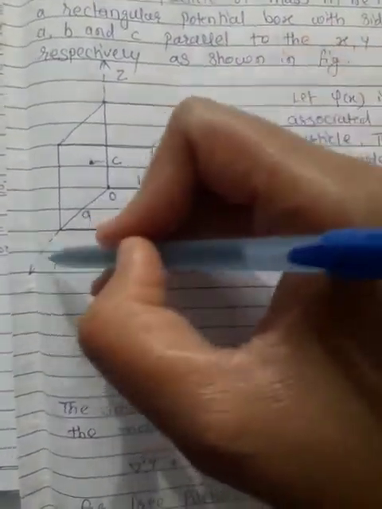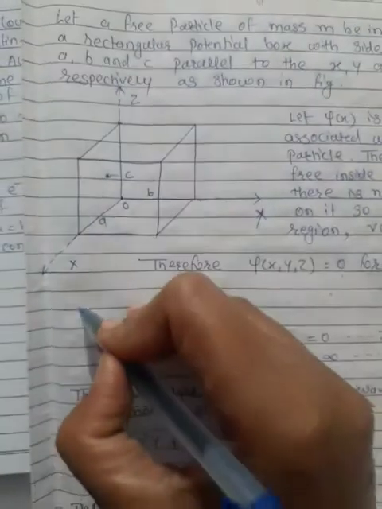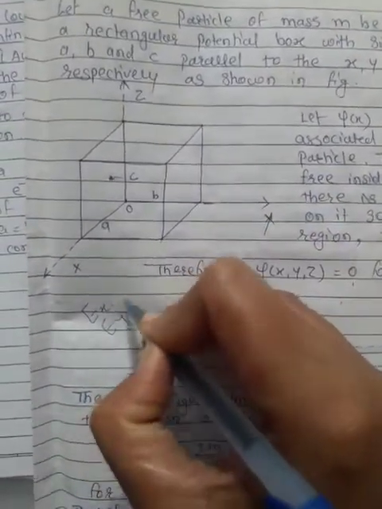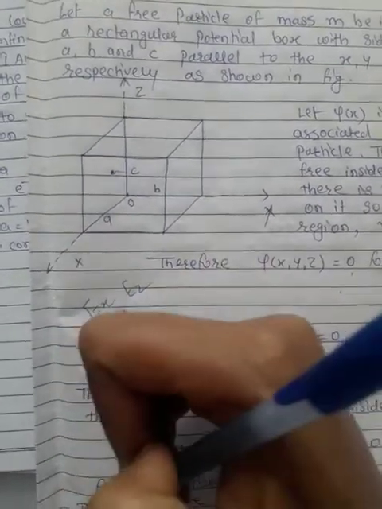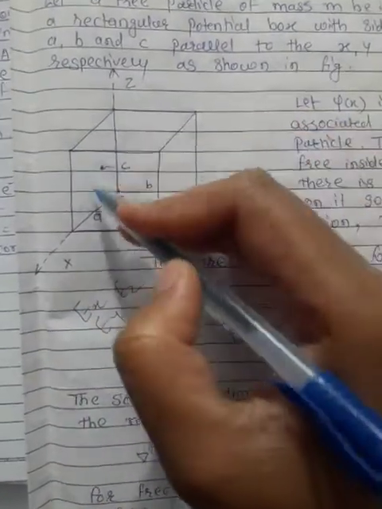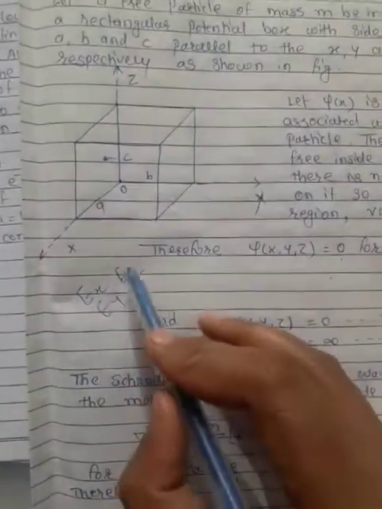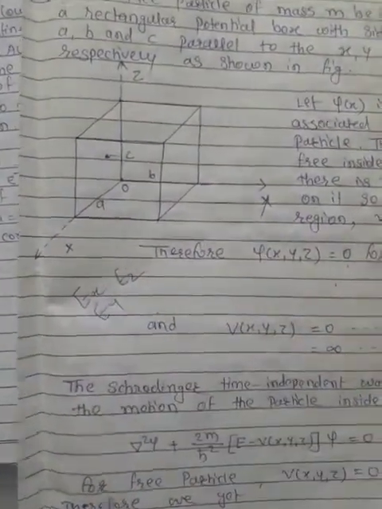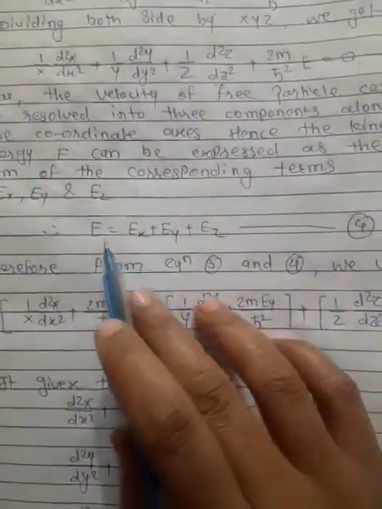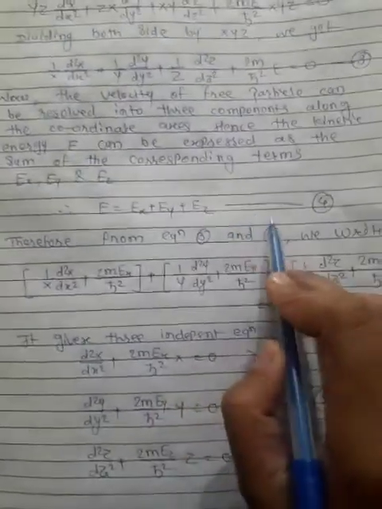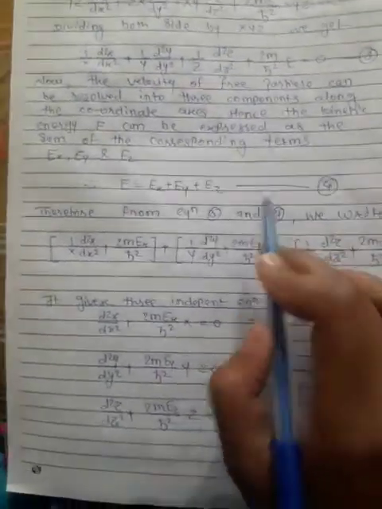Along the x-axis the kinetic energy becomes Ex, along the y-axis it becomes Ey, and along the z-axis it becomes Ez. Then the total kinetic energy of this particle inside the box is the sum of these three components. Therefore, this total kinetic energy can be written as E equal to Ex plus Ey plus Ez. This is equation number 4.